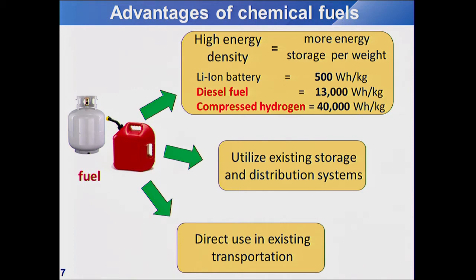There are some other advantages of using fuels compared to other forms of energy storage. We can utilize existing storage and transportation systems. We can use a distribution system for the fuel, like pipelines, which are already in place for transporting natural gas or oil. And we can use these fuels directly in transportation. A certain type of energy use cannot rely on batteries. For example, flying airplanes: at this moment you cannot imagine flying airplanes on batteries, so you have to create fuels to do that.